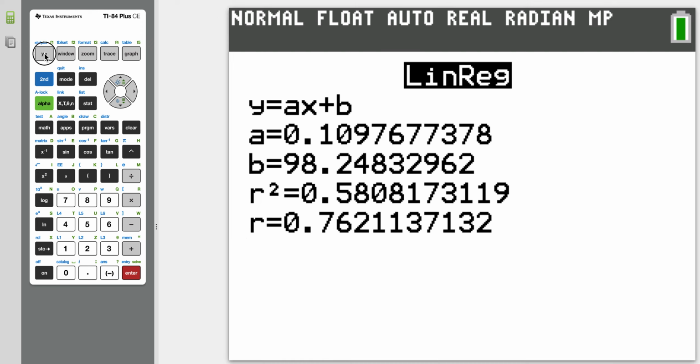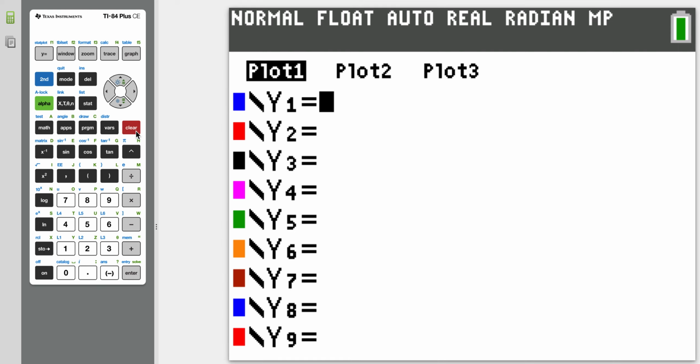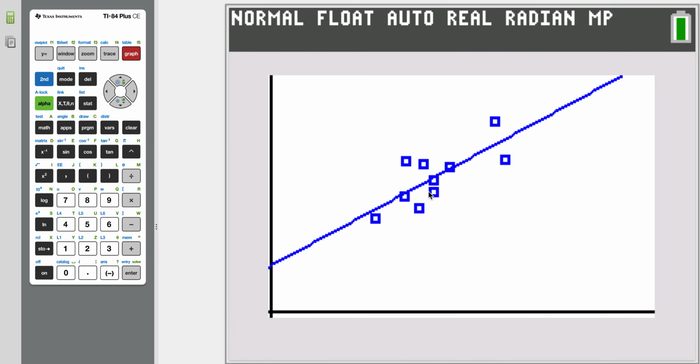So now when I hit y equals, you can see that it stored it in there. Now it stored that whole thing. Let's say it didn't. Let's say when you hit stat and you couldn't figure out, it's fine. You still know that the slope was like 0.1098. You could have just written that down, and then you could have just added the 98.2, and you could just type it in yourself. It won't matter. So I have my data. I have my line of best fit. I can see that it's a positive relationship. It's moderately strong based on the r-squared value of 0.58, so there's a good chance.